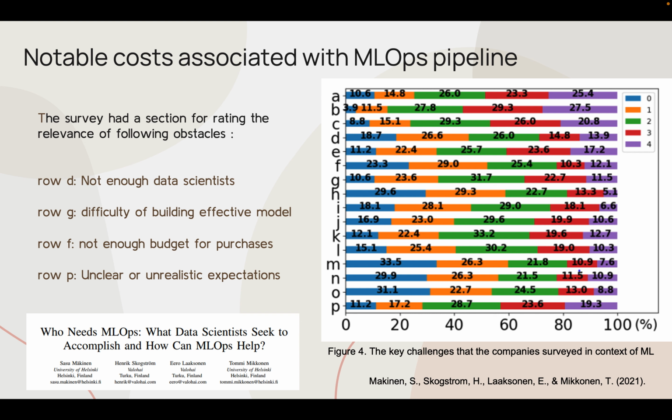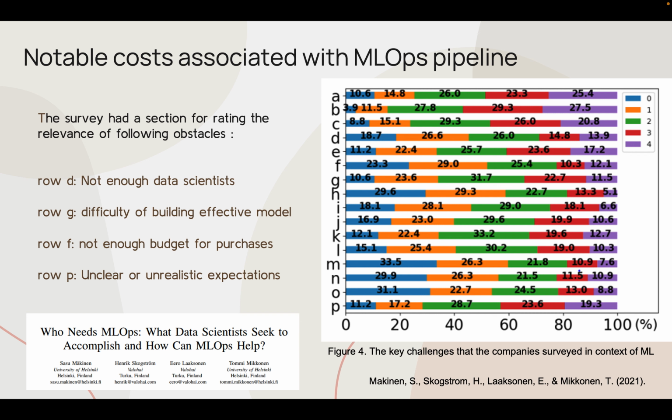If you look at row I, it's the difficulty of collaboration or collaborating to achieve consensus. Of course, MLOps requires groups to work together, but it's challenging right now. If you look at row D, the survey respondents said not enough data scientists or not enough technical expertise. So MLOps requires specialized talent, but this is challenging right now.